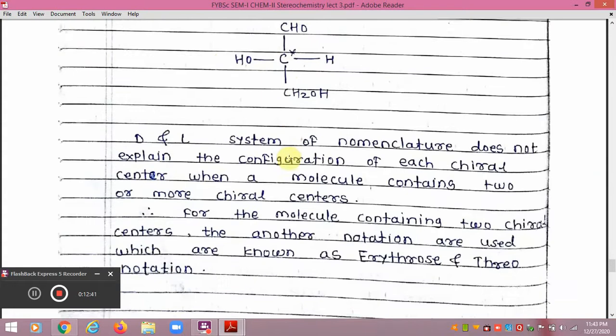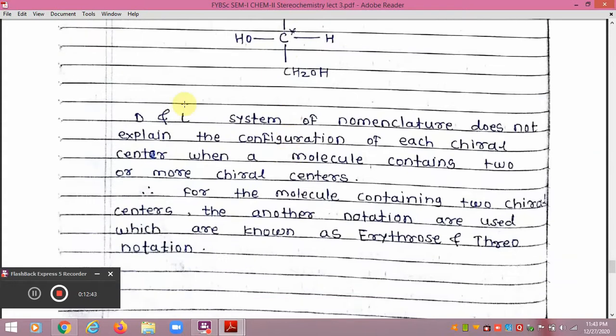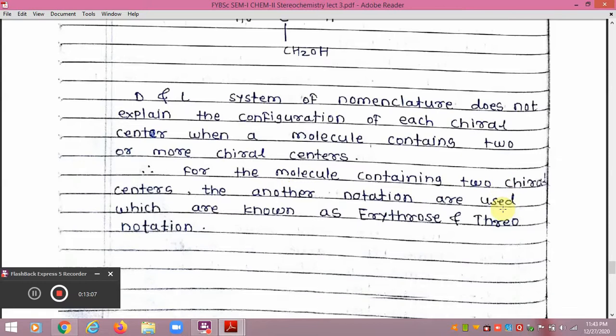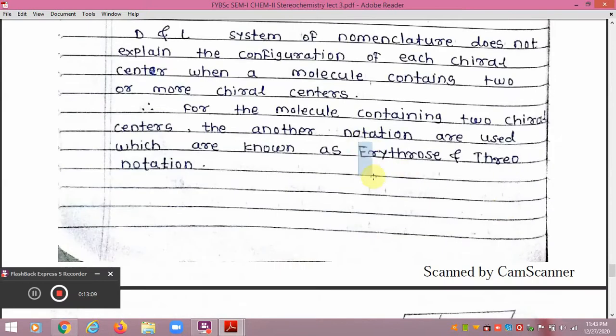D and L system of nomenclature does not explain the configuration of each chiral center or asymmetric center, and when a molecule contains more than one asymmetric center, definitely this system is not convenient. Therefore for a molecule containing more than two chiral centers or asymmetric carbons, other notations are used, which are known as erythro and threo.